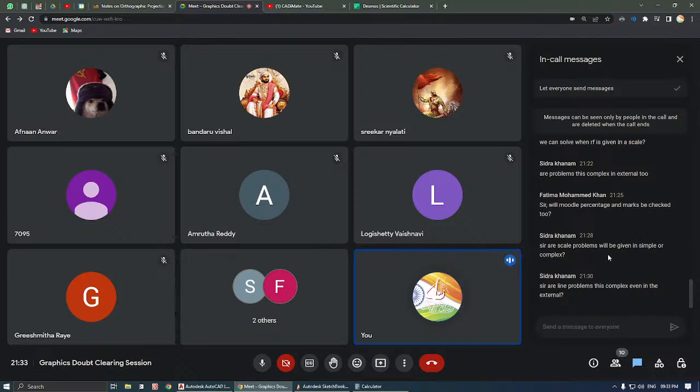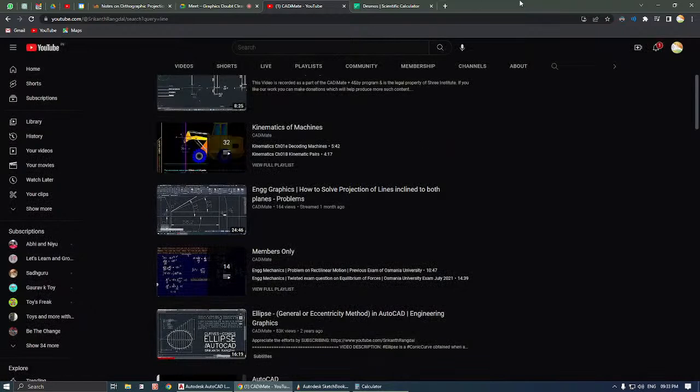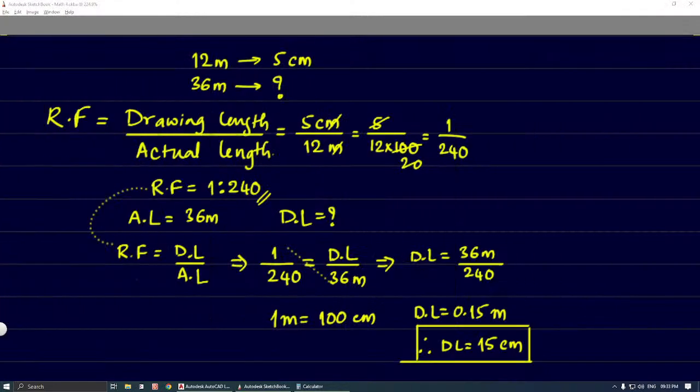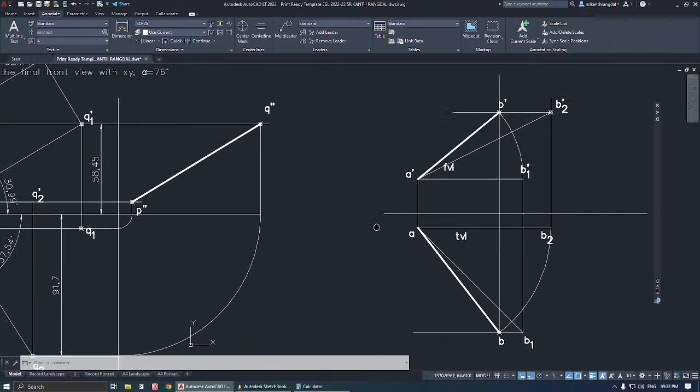Sir, are the scale problems given simple or complex? Again the same question they are asking. Are line problems this complex? No, line problems are not that complex. I will not ask you to measure all the inputs, only some inputs I will ask you to measure. So read the question carefully and solve it. That's it. Any other questions?